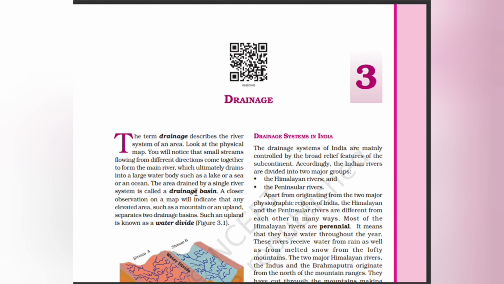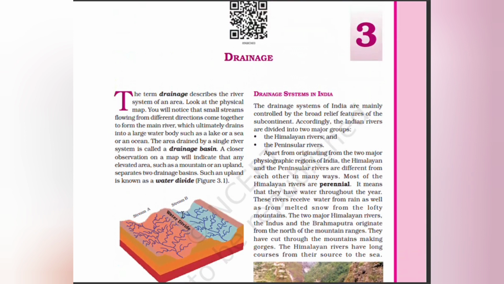The area drained by a single river system is called the drainage basin. A close observation on a map will indicate that any elevated area, such as a mountain or an upland, separates two drainage basins. Such an upland is known as the water divide.